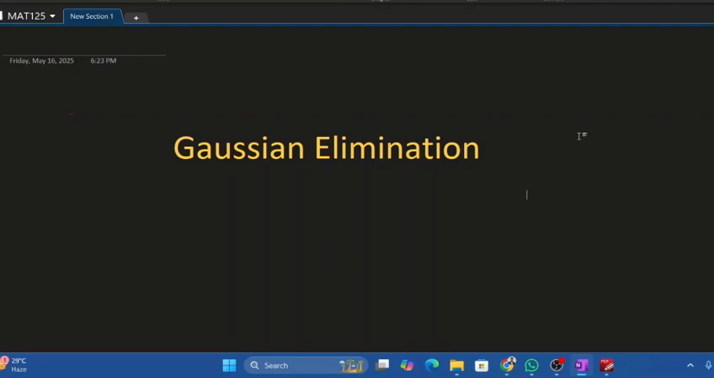Welcome back to our Introduction to Linear Algebra series. In this lesson, we will learn Gaussian elimination, a fundamental technique for solving systems of linear equations. Gaussian elimination helps us transform a system into a simpler form so that we can quickly find solutions. Now, what is Gaussian elimination?